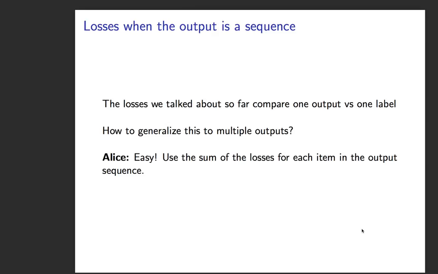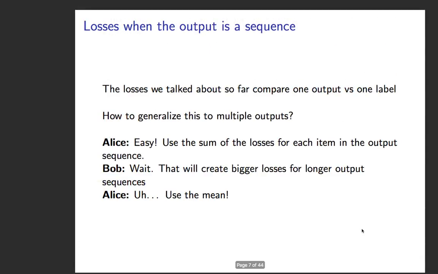But then if we have multiple outputs, what can we do? So here's a hypothetical conversation. Someone could say, we just find the sum of all the losses. Isn't that easy? But then like we have these variable length output sequences as well. So if you have a longer output sequence, we have a bigger loss, which is kind of strange.